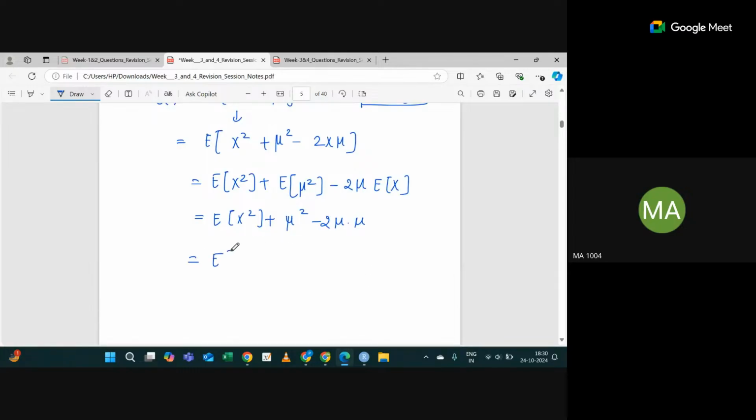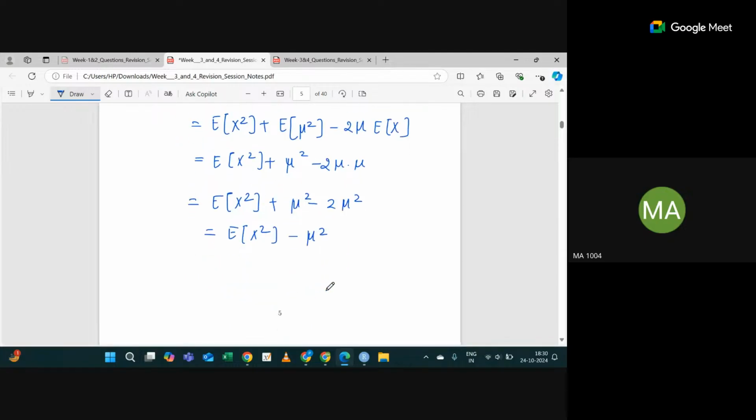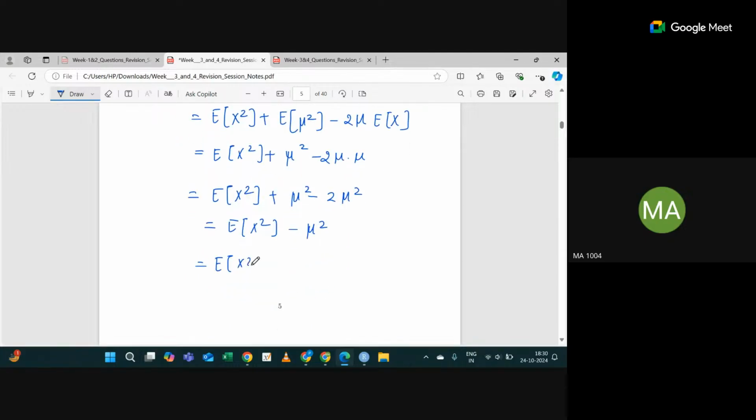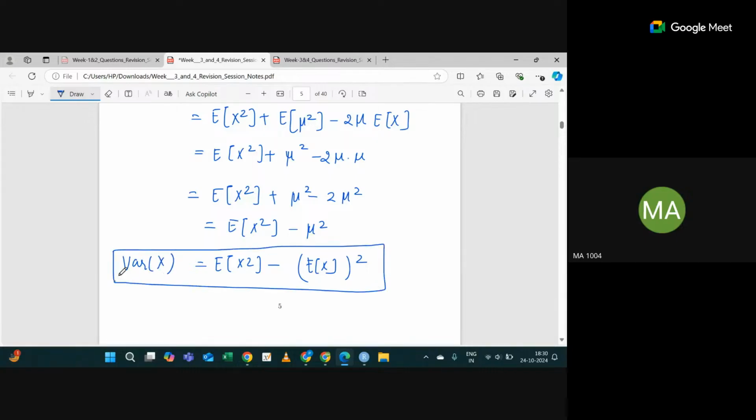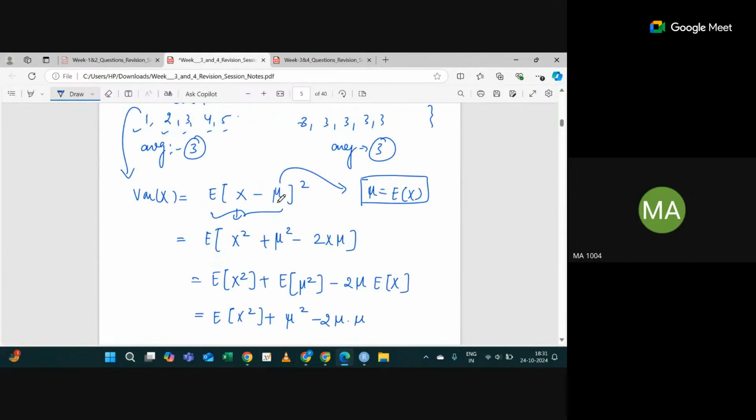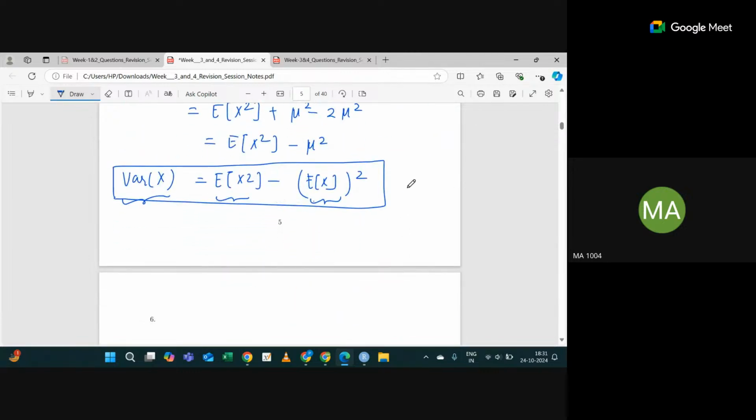So now we got expectation of X square plus mu square minus 2 mu square, which is expectation of X square minus mu square. This formula is very popular: expectation of X square minus mu, and we know mu is expectation of X, so the whole square of expectation of X. This is another form of variance of X. This is helpful because once you have calculated expectation of X and expectation of X square, you can find the variance of a random variable. This one is also correct. Either way is correct, but most of the time I prefer this one. It's handy for me.